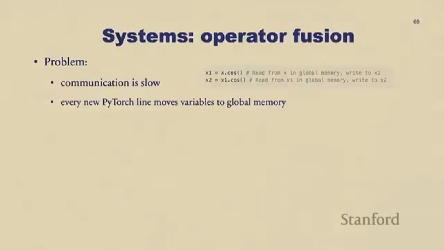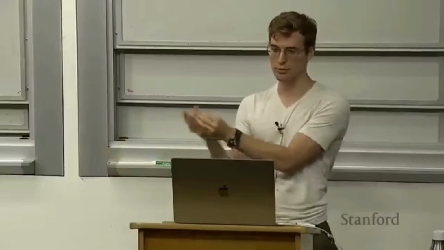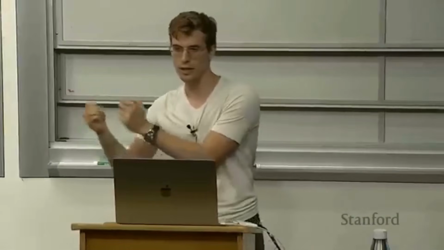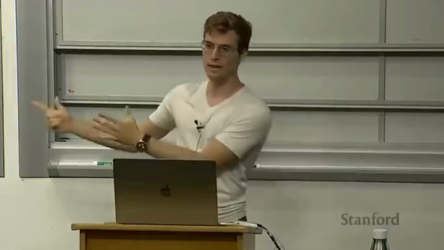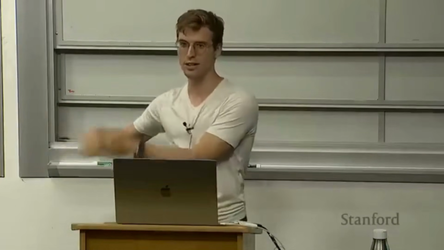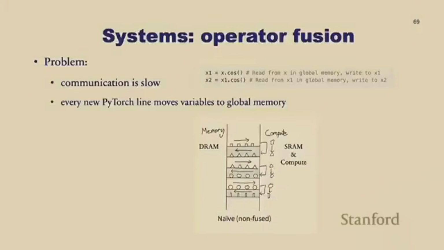So when you have something like x1 = x.cos(), and then you do x2 = x1.cos(), what is happening behind the scenes is that you take the x, which is data, you ship it to the actual processors of your GPU, you apply the cosine, you ship it back to the main memory of your GPU, and then you see the next line, you ship it back to the GPU processor, you apply another cosine, and you ship it back again. Another way to see that is that you go from your DRAM, which is the global memory in your GPU, you ship it to compute, and you ship it back for every line. This is a naive way of doing it.